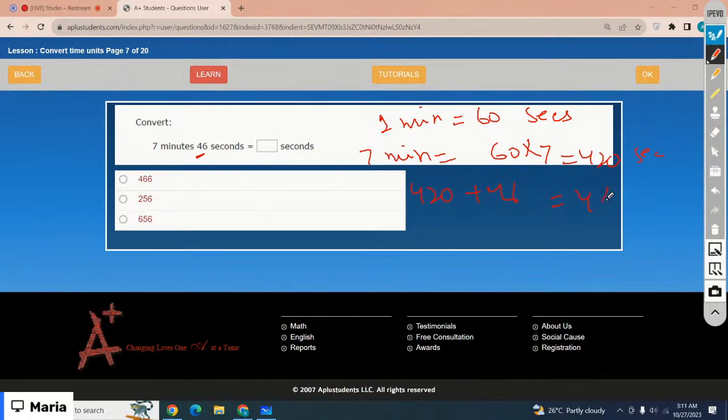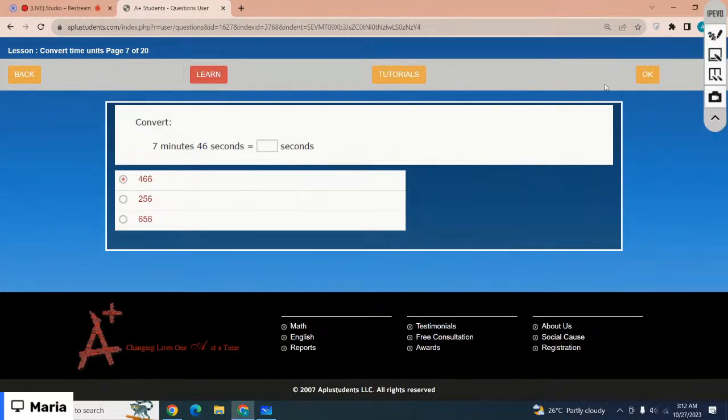So that would be 466 seconds, right? The correct option is 466. Got it now? So 7 minutes and 46 seconds equals 466 seconds. Got it?